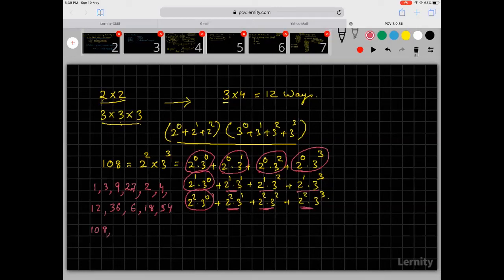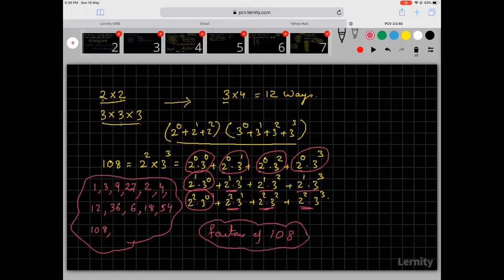What are all these? Do you see that these are all factors of 108? So how many factors are there? We know already. 1, 2, 3, 4, 5, 6, 7, 8, 9, 10, 11, 12.